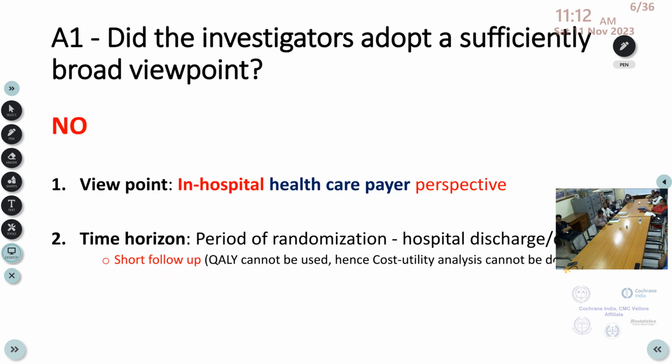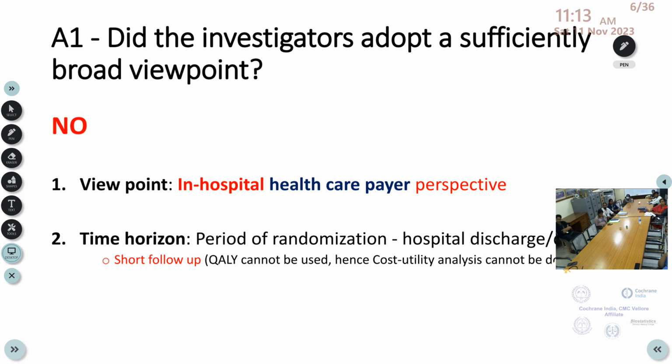So now we'll go to the investigators. So this is the article. The article is a prospectively done randomized controlled trial looking at unfractionated versus low molecular weight heparin. So at the same time they've done an economic study which is looking at the costs. So now, did the investigators adopt a sufficiently broad viewpoint? And the answer is no.